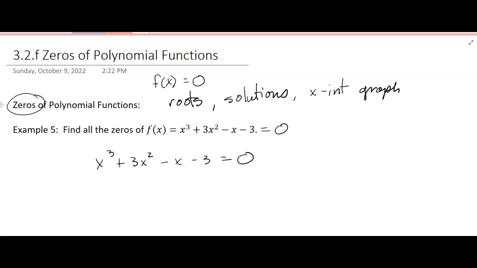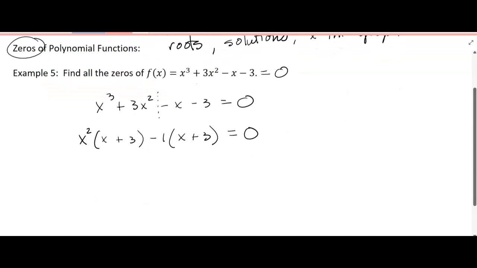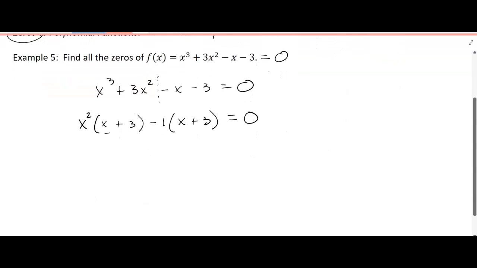Well, the easiest way to find the zeros, I think, is to factor. So this one happens to factor by grouping. So I can pull out an x squared, x plus 3. And if I pull out a -1, I get x plus 3. So we've done factoring with grouping before. And the parentheses are the same here and here. So we have x squared minus 1 times x plus 3.